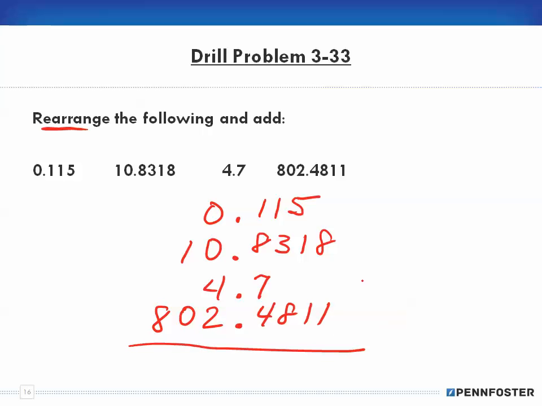Okay, so the important thing here is again, by keeping everything aligned, keeping the decimals aligned, and keeping each position aligned, it makes things a lot easier to be able to add.